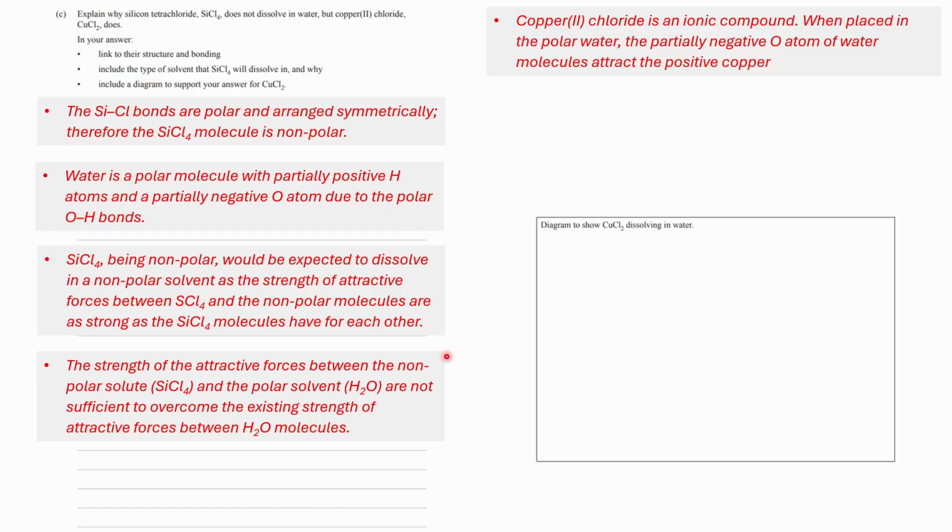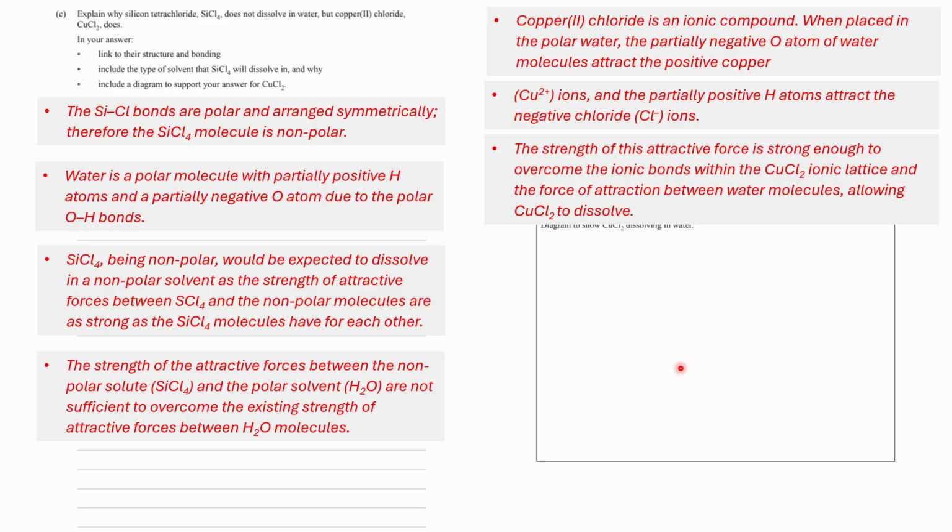So what about copper chloride? Well, copper chloride is an ionic compound. When placed in the polar water, the partial negative oxygen atom of the water molecule is attracted to the positive copper. And the partial positive hydrogen atoms are attracted to the negative chloride ions. The strength of this attraction force between the hydrogen and oxygen parts of the water molecule and their opposite ions is as strong as the attractions that the ions had for each other, so they will dissolve.